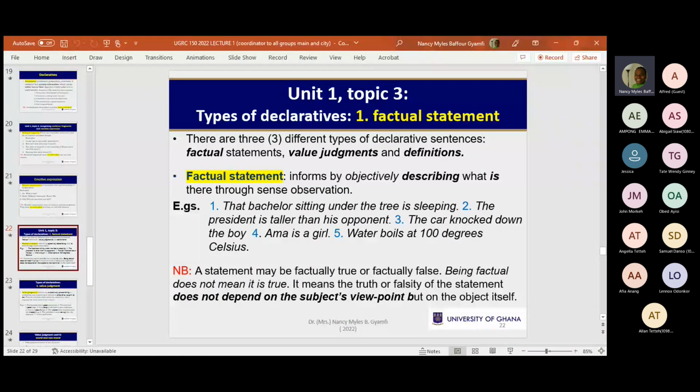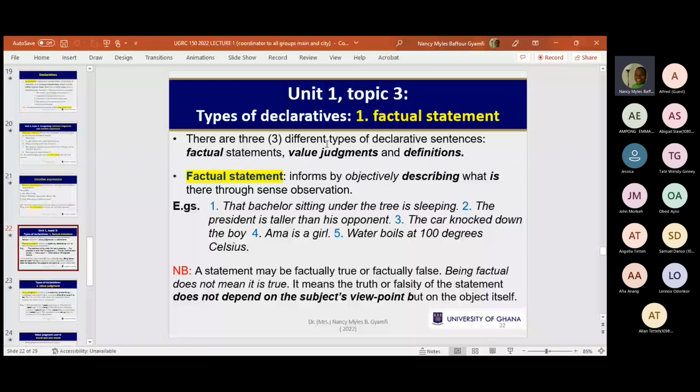Okay. Now, the second part of Unit 1 will deal with types of declaratives. There are 3 types of declaratives. In other words, there are 3 ways of giving information, which can be either true or false. Remember, it's only declaratives, which are also called statements. Only they can be either true or false. We said that already.